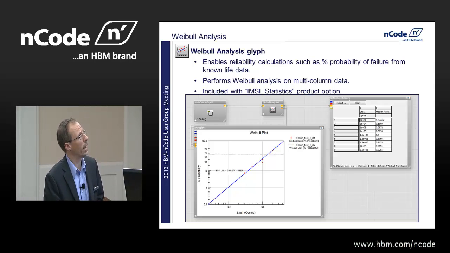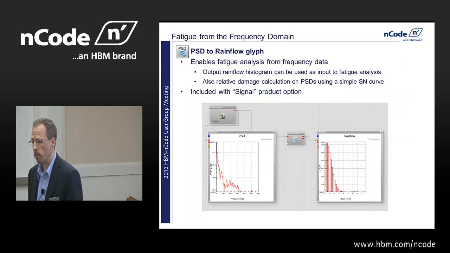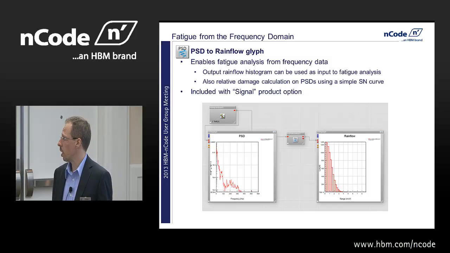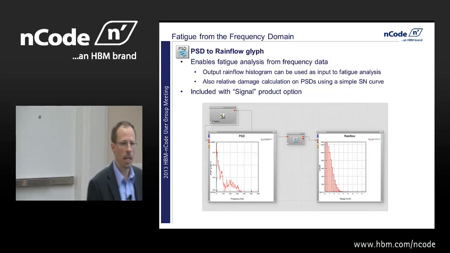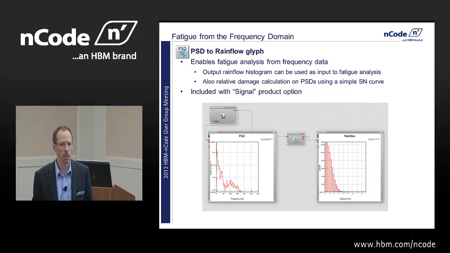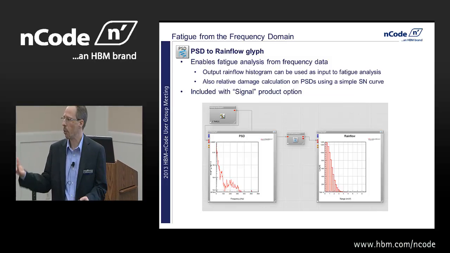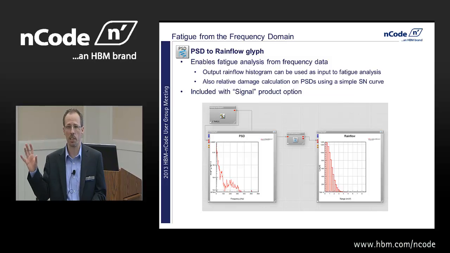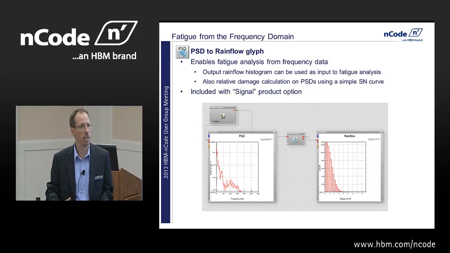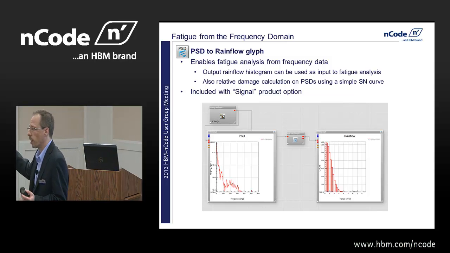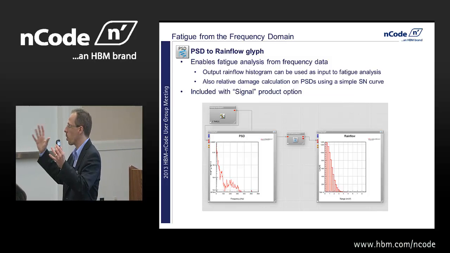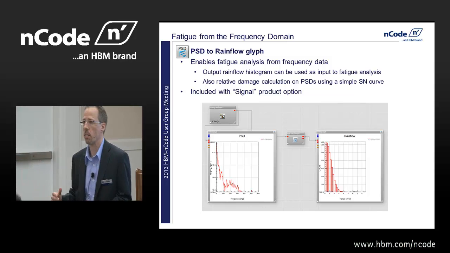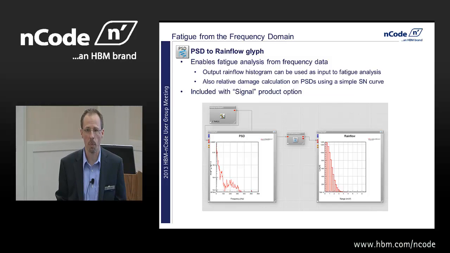And a third new glyph in the mid-year update was this PSD rainflow glyph. So this is all about how do you take data that you've got in the frequency domain and how do you do a fatigue analysis on it? How do you start, if I've just got, let's say, a PSD, power spectral density, you've got some wiggly line against frequency in hertz, you've got some representation of the frequency content of this signal. How do I predict a fatigue analysis from that?